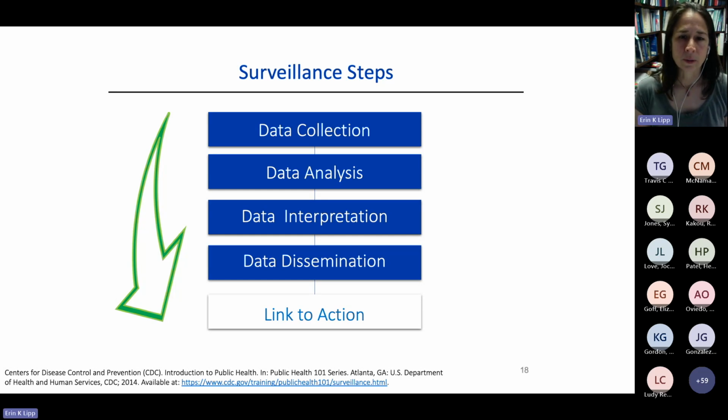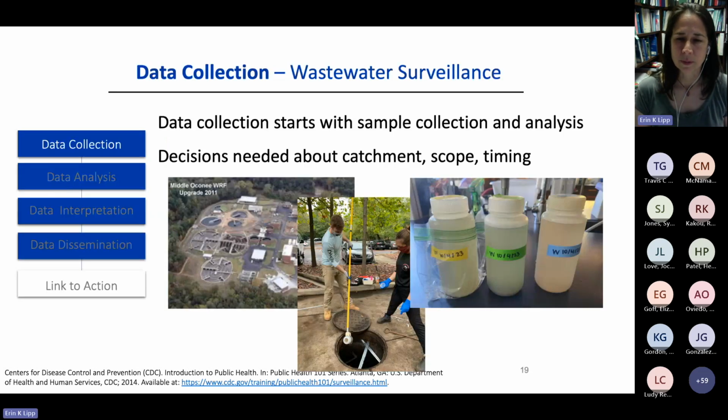Let me walk through each of these, and I'll use some examples from things that we've done in Athens, Georgia, and some examples more broadly. We start with data collection. This is, where does the sample come from? It starts with sample collection and analysis.